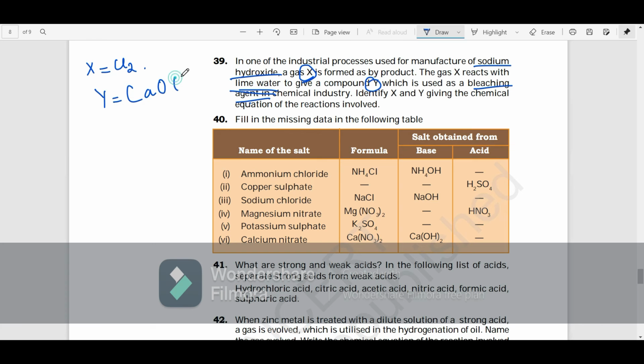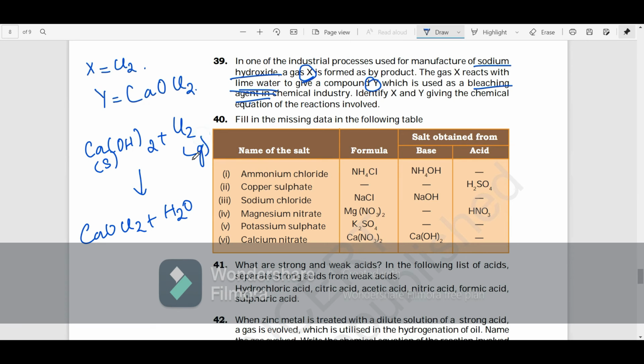CaOCl2. So how do you get CaOCl2? When you add lime water with Cl2, it will give you CaOCl2 plus water. You will find this in the solid state and chlorine in the gas state, and this one in solid. So this is the reaction, and CaOCl2 is called calcium oxychloride.